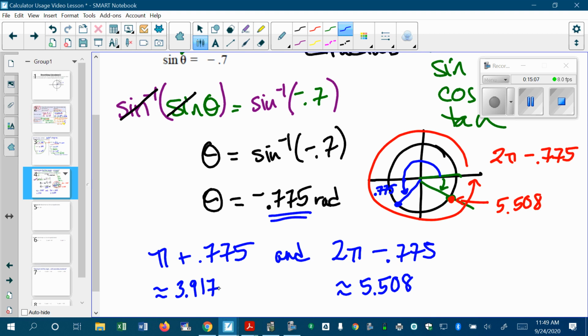Hey, I thought I paused and I didn't. My starter stopped working. I'm sorry about that big gap. Okay, so 2 pi minus that little bit and pi plus that little bit. Oh, good thing I wasn't like yelling at the dog or something in the middle of there.